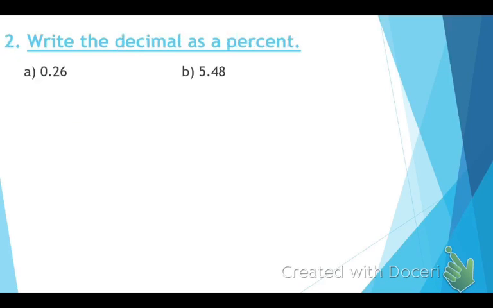Number two is just basically opposite of number one. Now we're going to be taking the decimal, but I want you to turn that into a percent. Noah, how do I do that? You move the decimal point over two spaces to the right. You are correct, and what would your answer be? 26%. 26% is correct.